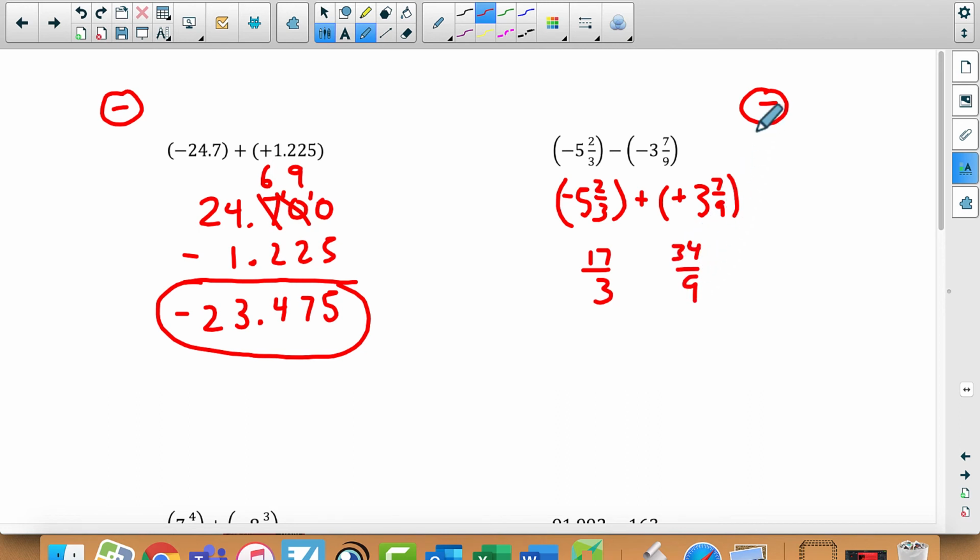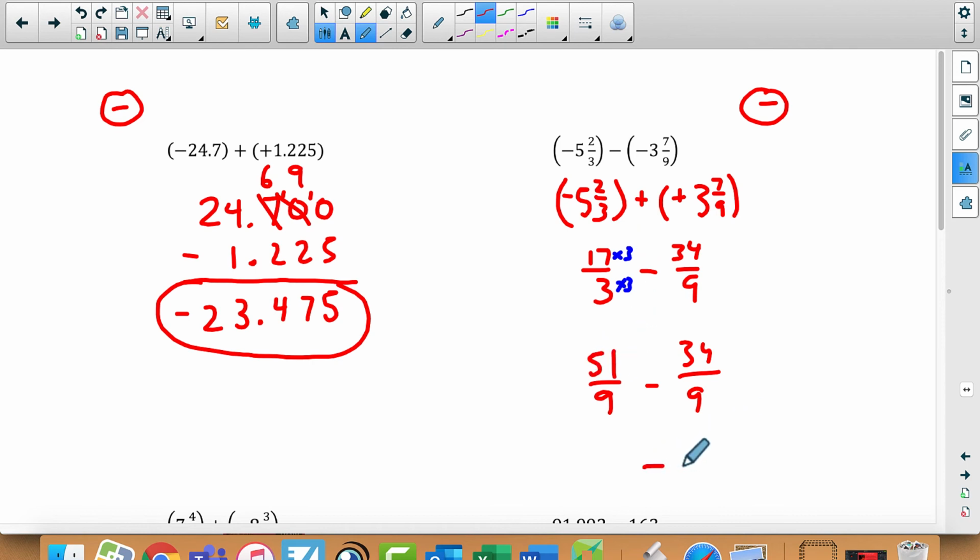And remember, we said we have to subtract them because the signs are different. So this is the actual question we're going to do, and then we'll make it negative after. Okay, we need common denominators. Common denominator of 3 and 9 is 9. So it's going to be like this, and we already have 34 here. What do I have to multiply the 3 by? By 3, do the same to the top. 3 times 3 is 9, perfect, and 17 times 3 is 51.